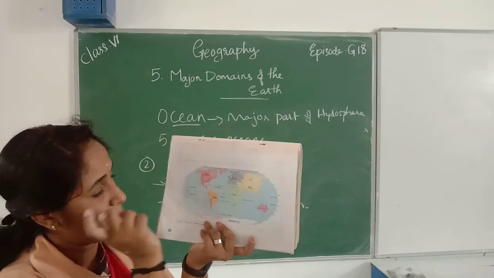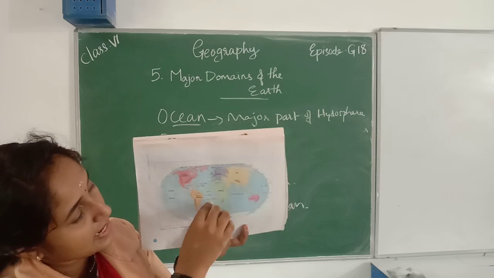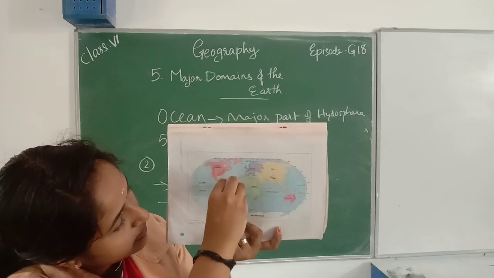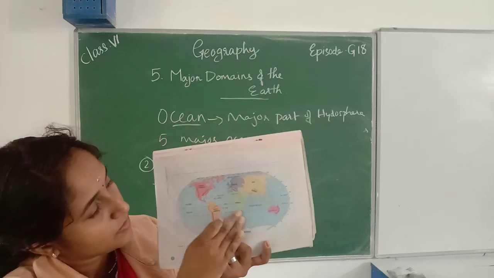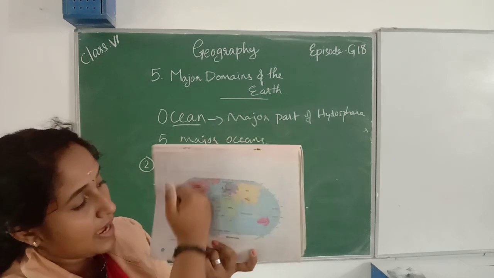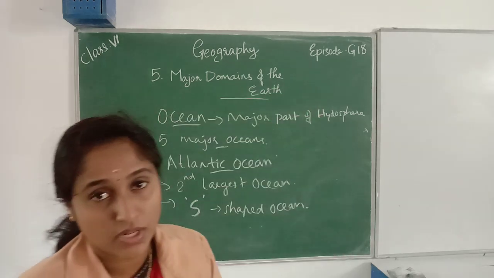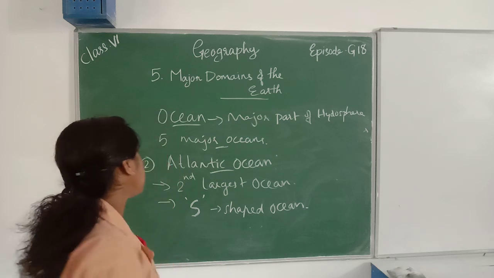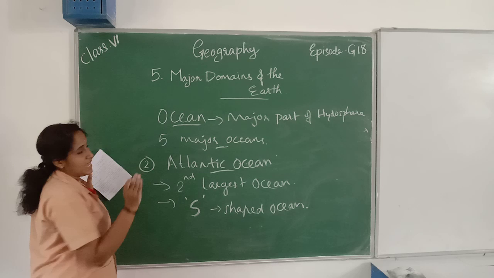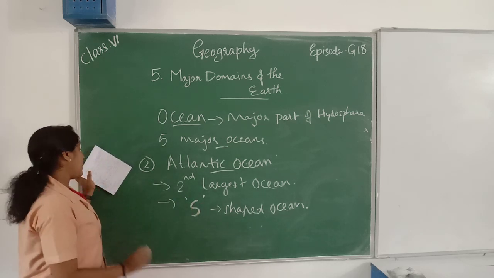Where is that Atlantic Ocean? We can see this. This is the Atlantic Ocean. Look at this picture. This is the Atlantic Ocean, and this is the S-shaped ocean. Clear? The second largest ocean is the Atlantic Ocean. We can find the Atlantic Ocean in the shape of an S. It is found in an S shape, so it is called the S-shaped ocean.